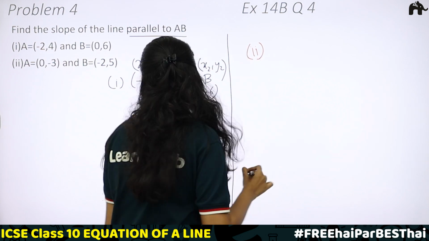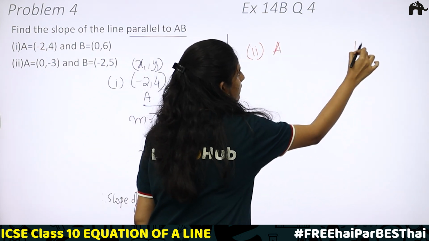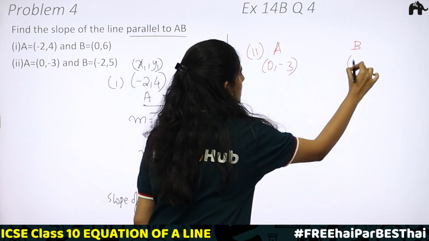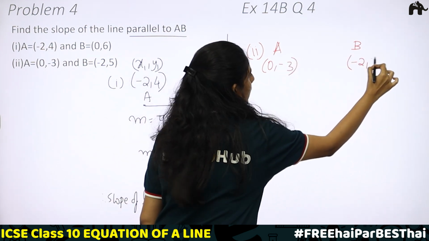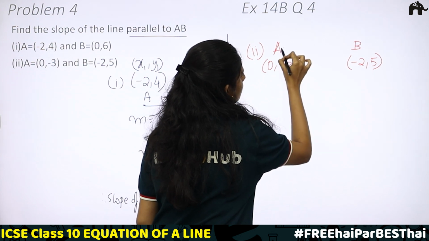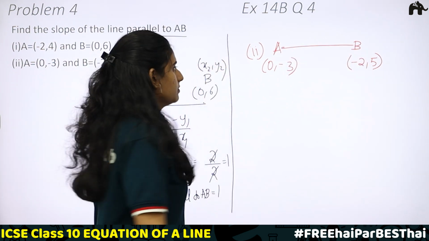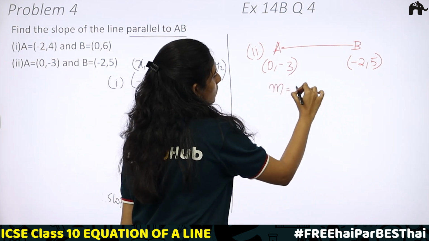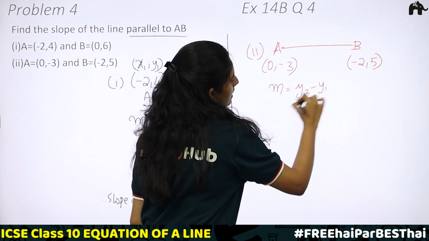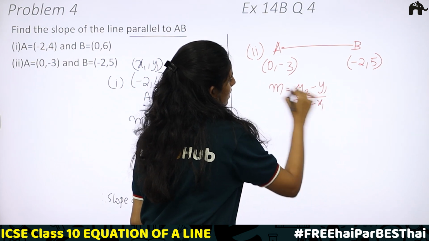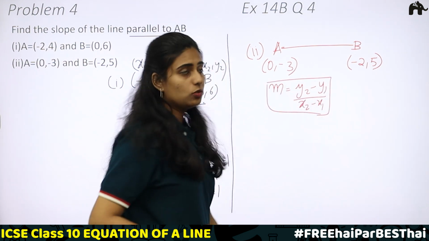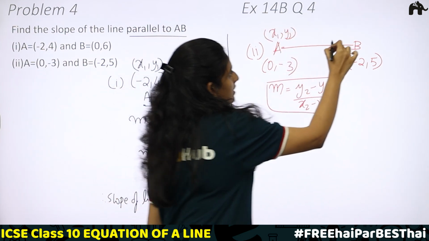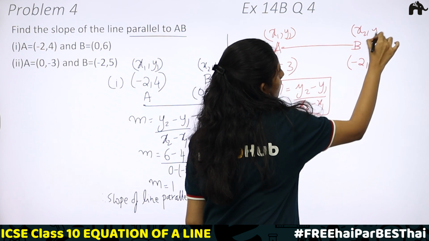Second, we have point A and B given. A is equal to 0, -3 and B is -2, 5. This is a line joining A and B. Let us find the slope of AB. We have slope m is equal to y2 minus y1 divided by x2 minus x1. Here what are x1, y1 and x2, y2? Point A we can take as x1, y1 and this is x2, y2.